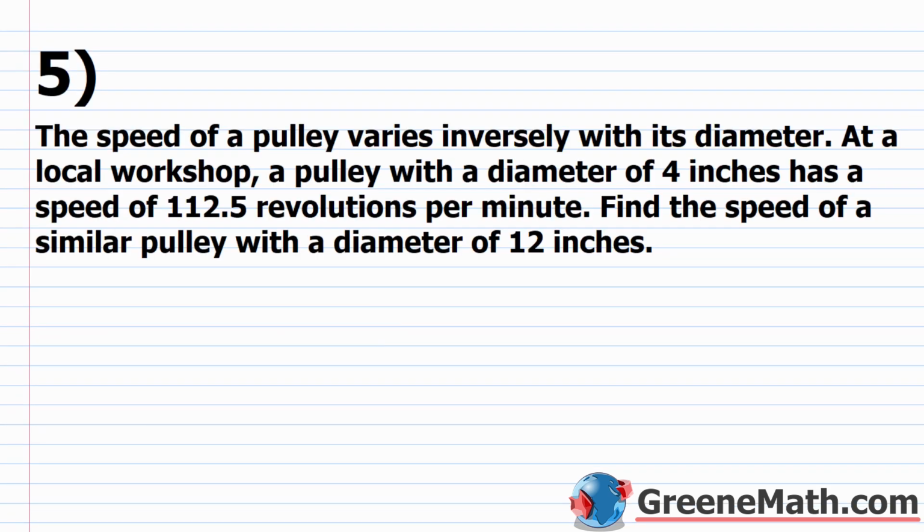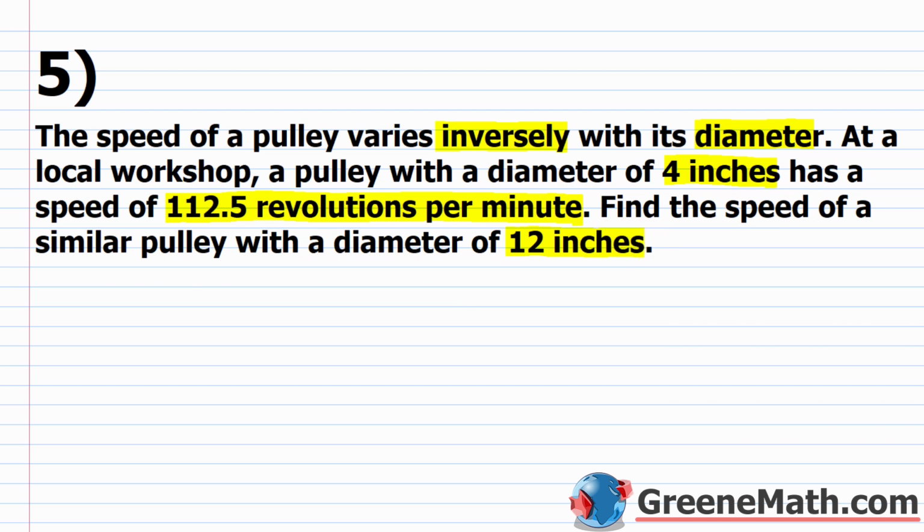All right, let's take a look at problem 5. So we're told that the speed of a pulley varies inversely with its diameter. At a local workshop, a pulley with a diameter of 4 inches has a speed of 112.5 revolutions per minute. Find the speed of a similar pulley with a diameter of 12 inches.